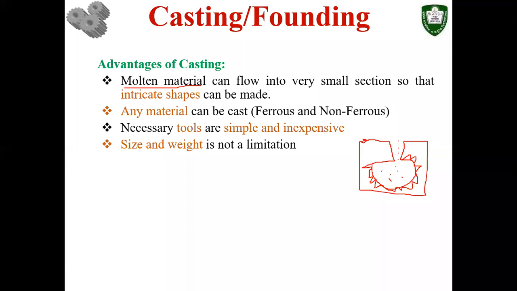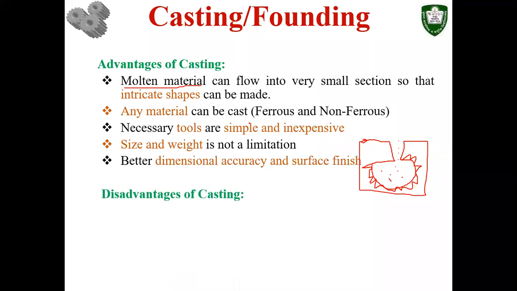Even a motorcycle engine or a truck engine casing, the engine body, is made by casting. So whatever the size, it's not a limitation. The size and weight is not a limitation. You can produce a lot of products. And the better dimensional accuracy and surface finish also depend on the manufacturing method.